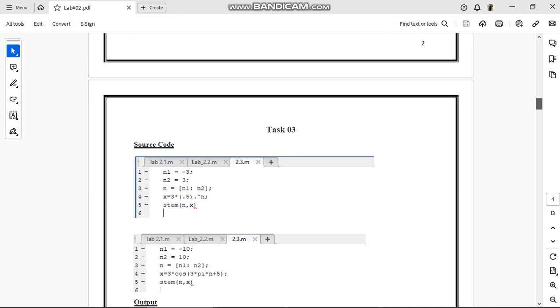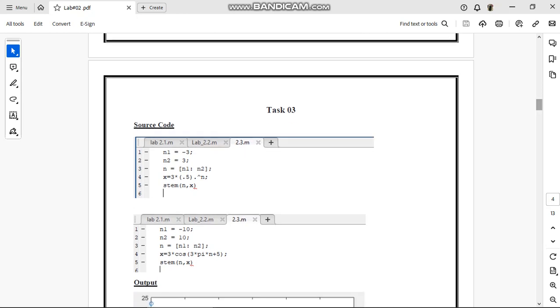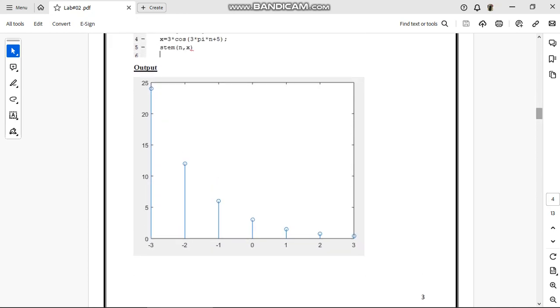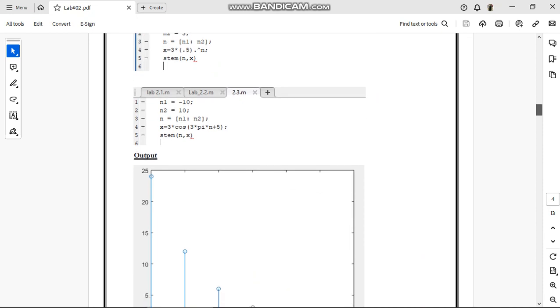Moving on to task 3. Task 3 is also the same as the previous ones. N1 and N2 are the value of the limits. Then I defined the values of the index, then used a stem command, and in this the x function, which is 3 multiplied by cos 3 pi sine n5, is being used and the output is being shown in the figure. And again the values of the limits are from -3 to 3 as I had defined in the code.